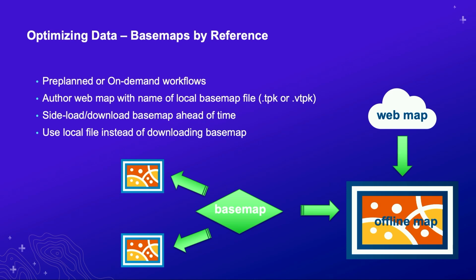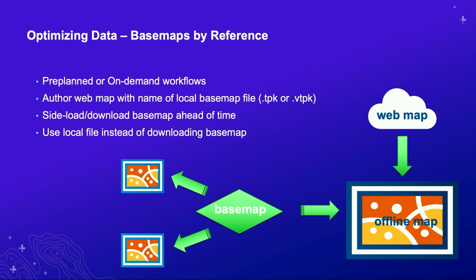Basemaps, especially imagery basemaps, are perhaps the largest amount of data that you will take offline when you take a map offline. And anything that you can do to limit that or remove it entirely will greatly improve your workflow performance. And for that, we have recently added Basemaps by reference.